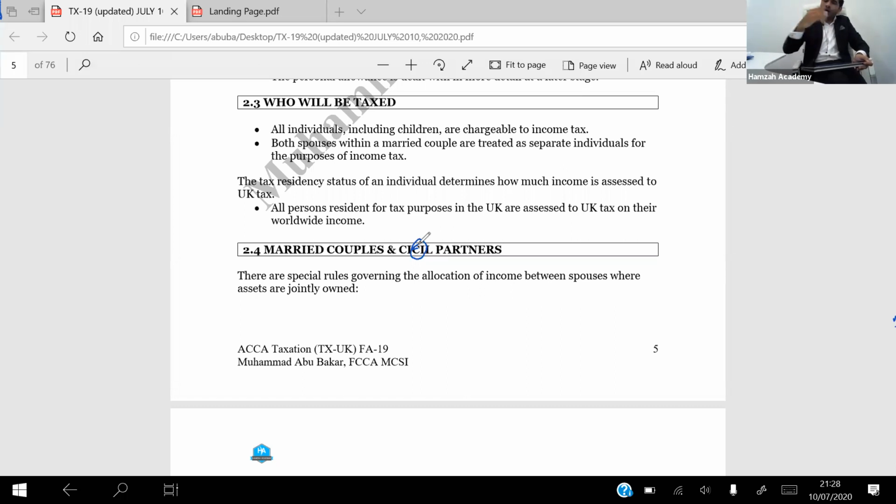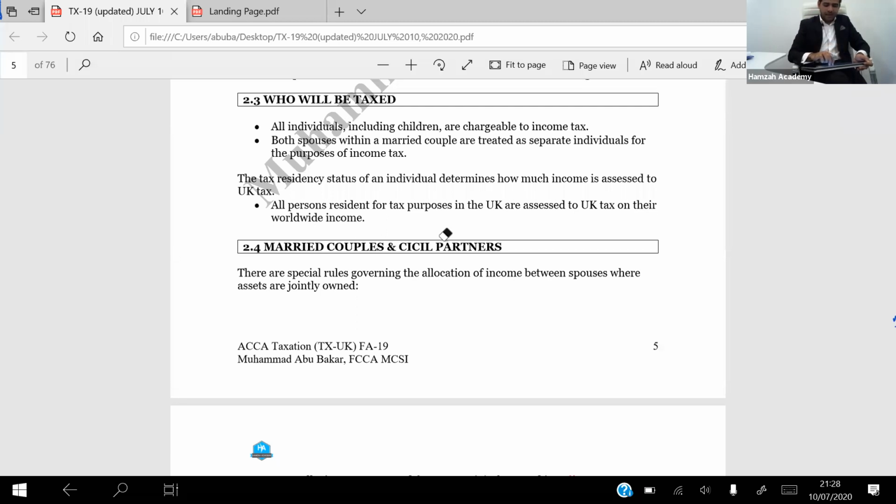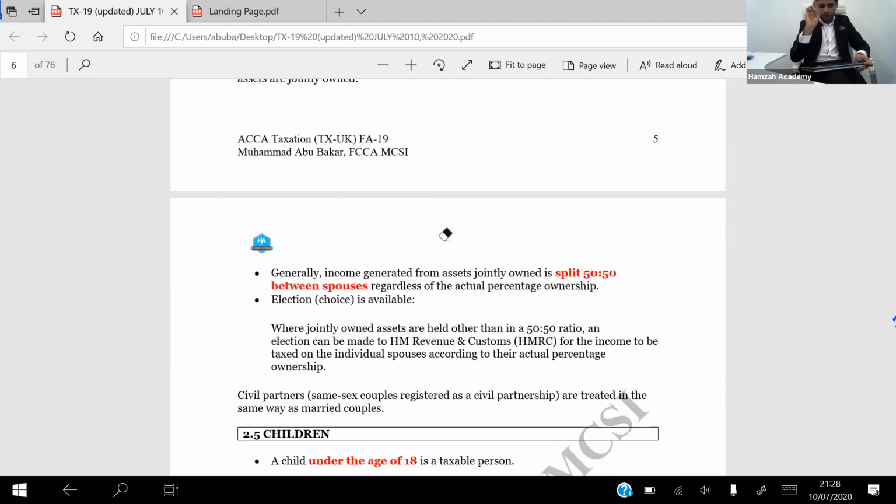So when it comes to jointly owned assets between a married couple or civil partners, you should be considering that there is a rule which defines how the taxation will work for people having jointly owned assets. This is a very minor point which you should consider only when it comes to married people and jointly owned assets, and how we will be splitting the income.